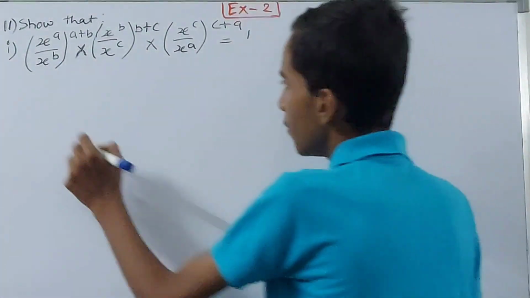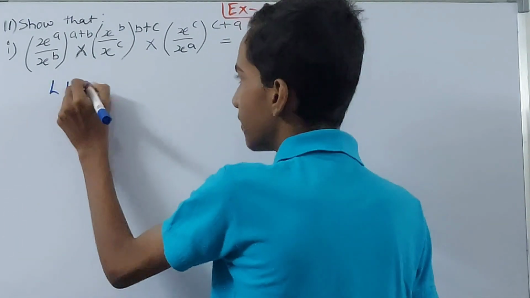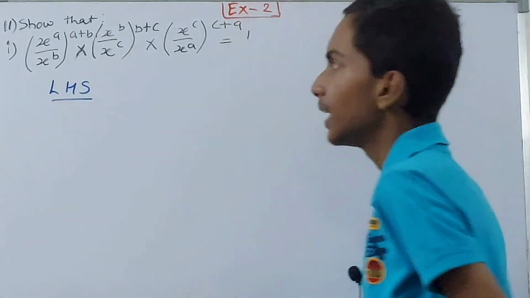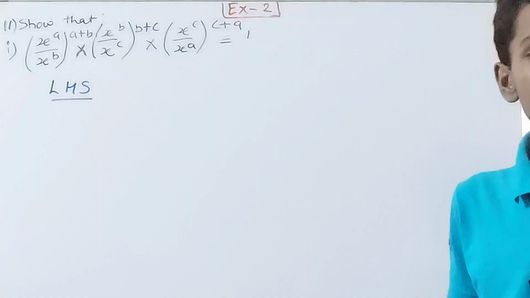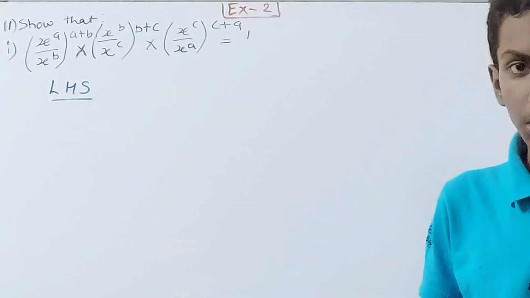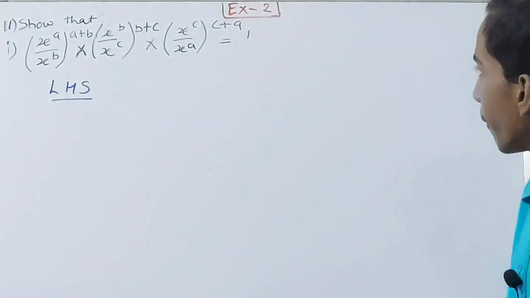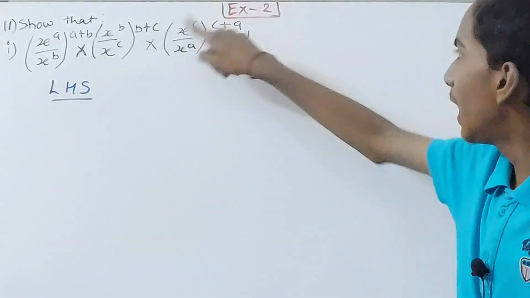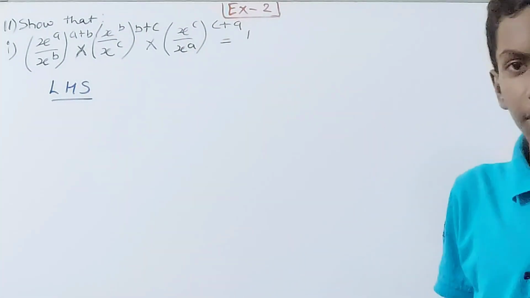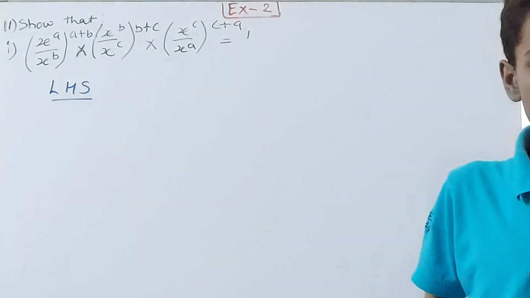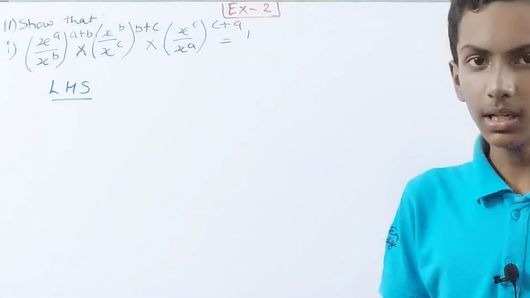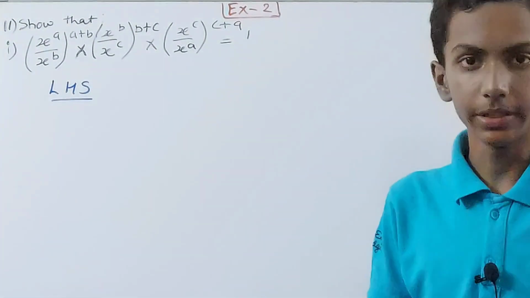So first we will begin with the bigger one, left hand side, right? What we will do is we will simplify the left hand side to see that we get 1. Okay, if we get 1 here and 1 here, then our work is done. We have shown that it is equal to that. But if we don't get 1, then that means that we are doing some mistake.